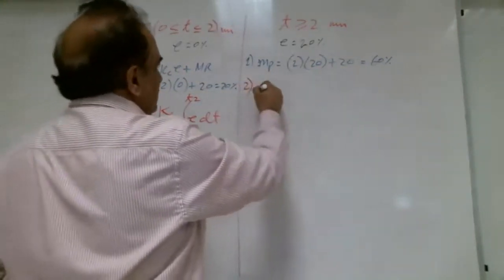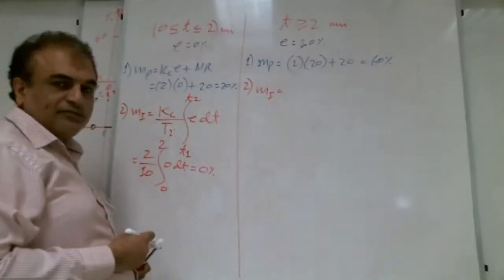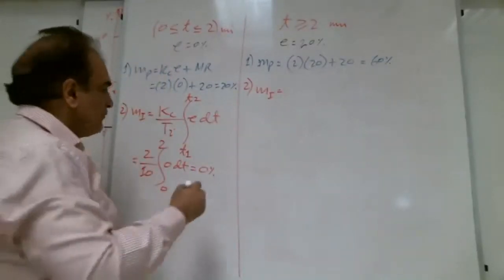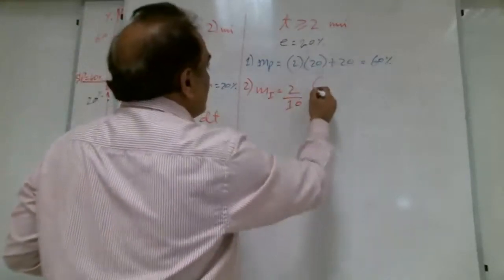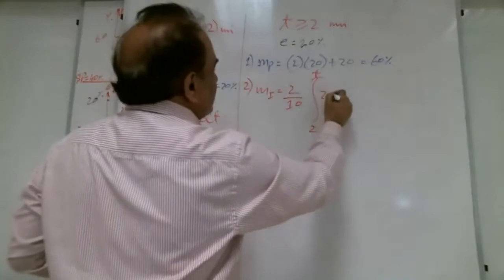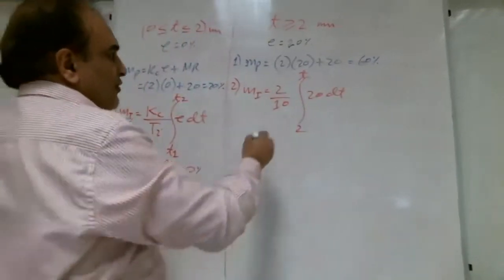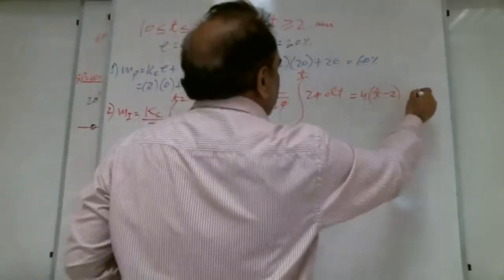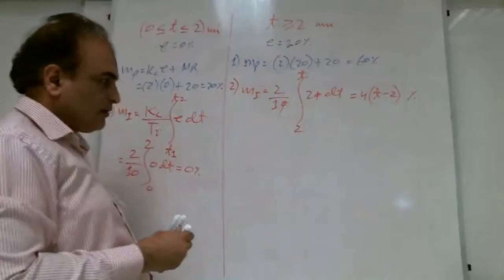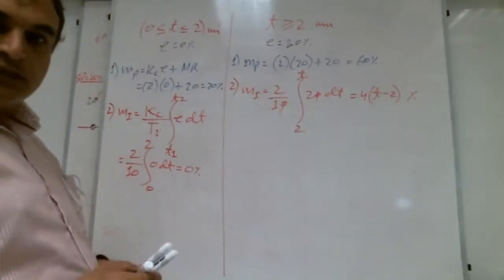So here, the second part on this side. Yes, Shabab, MI is equal to Kc how much? 2 over 10, integral from 2 to t of 20 dt. So this will cancel with this one. 4t minus 2%. Draw with me.